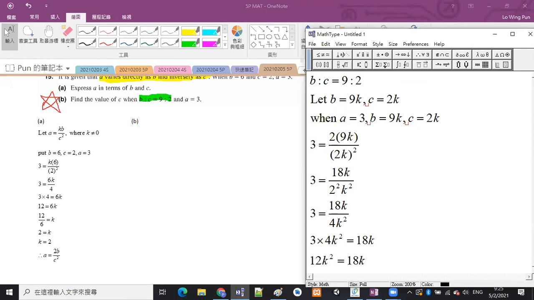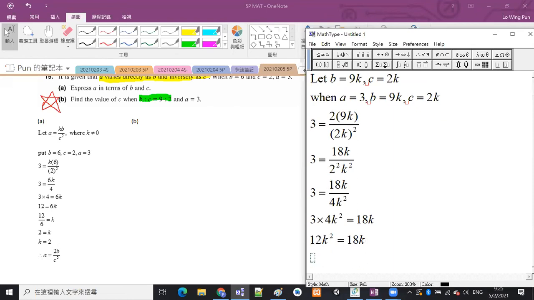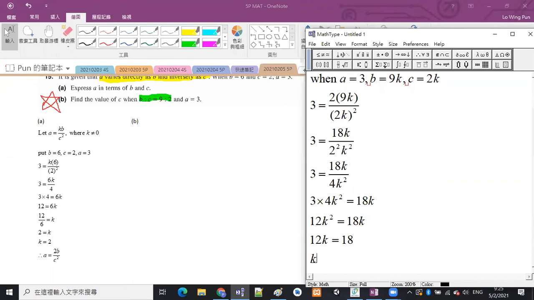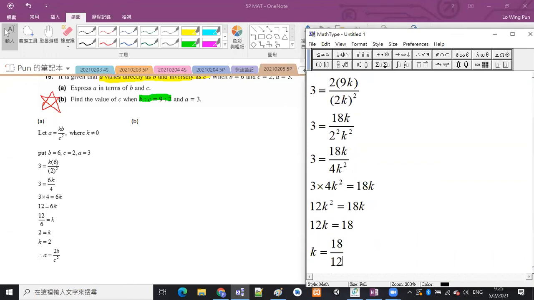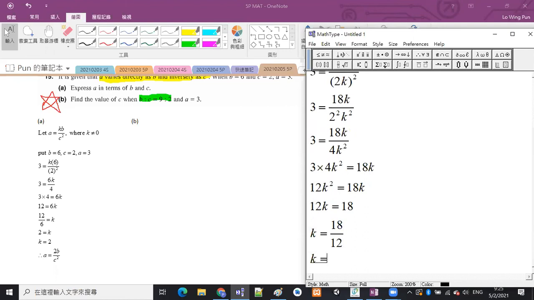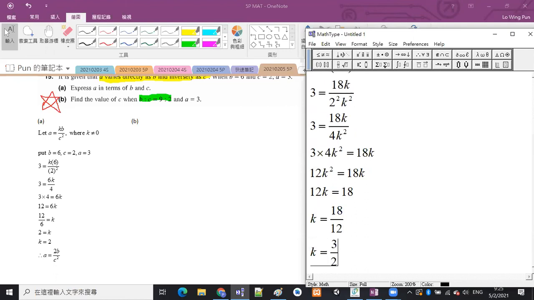And then we just cancel out a common factor K, because K is not equal to 0. Okay, so we can cancel out the K, and then divide the 12 to the right hand side. So K is equal to 3 over 2.